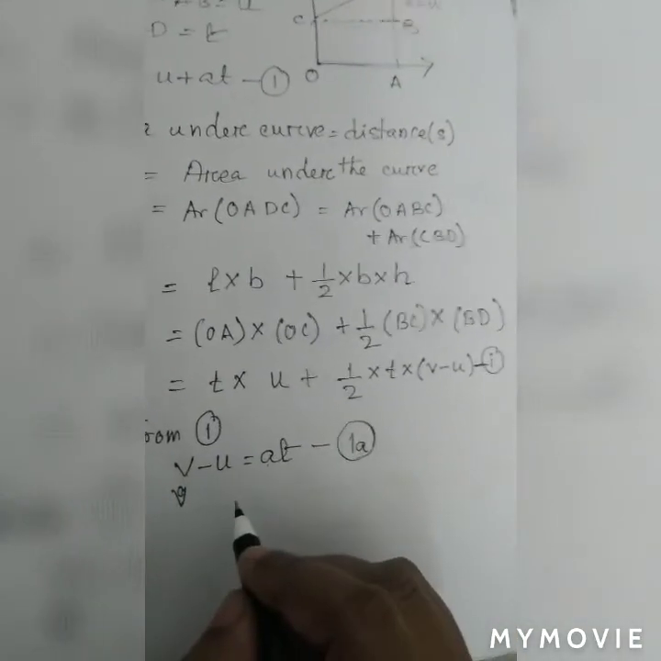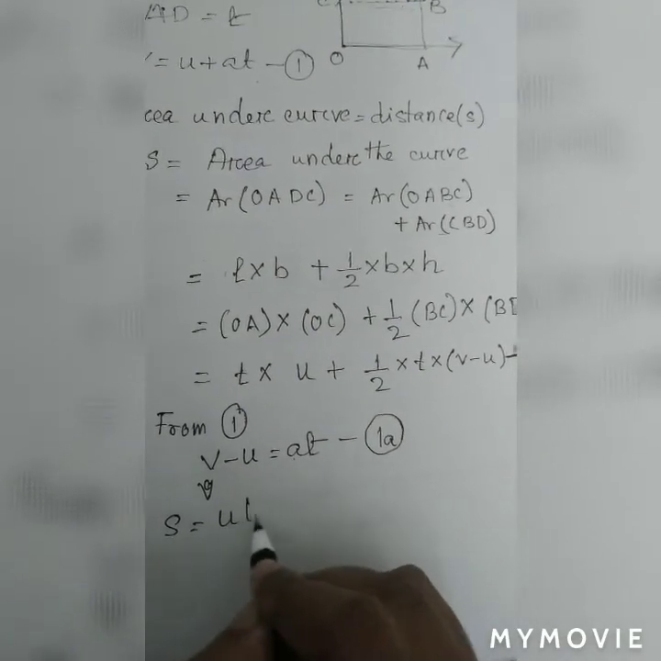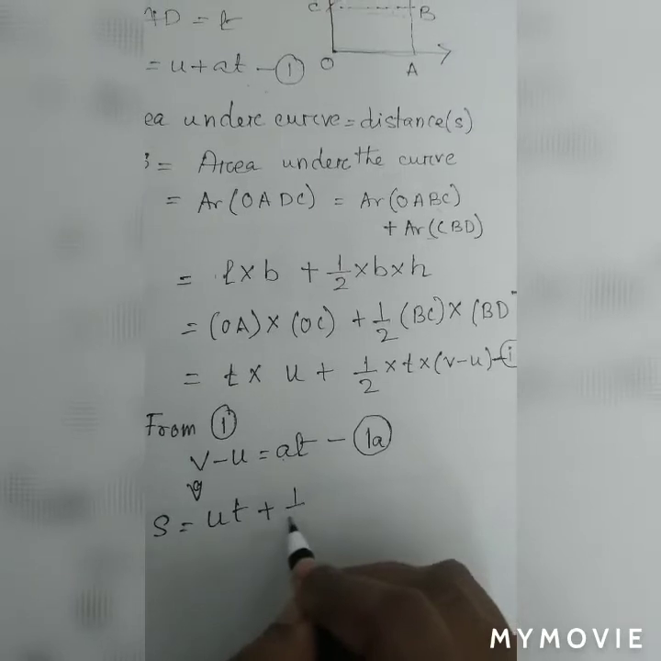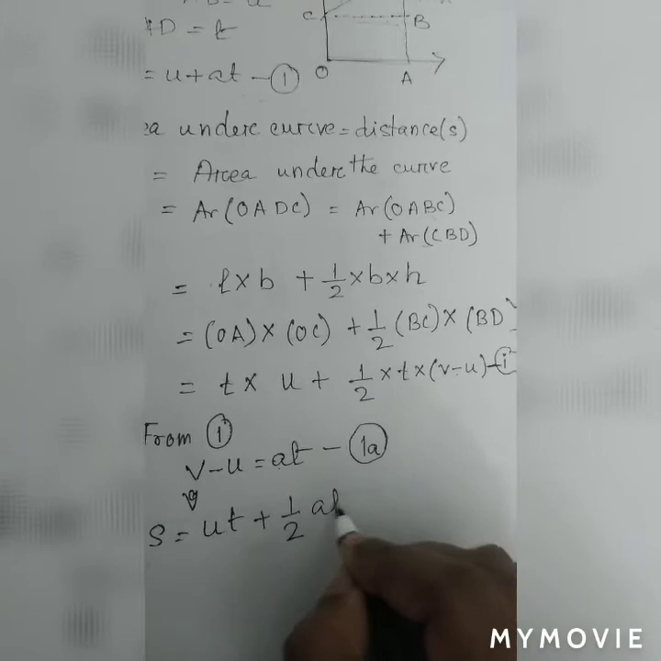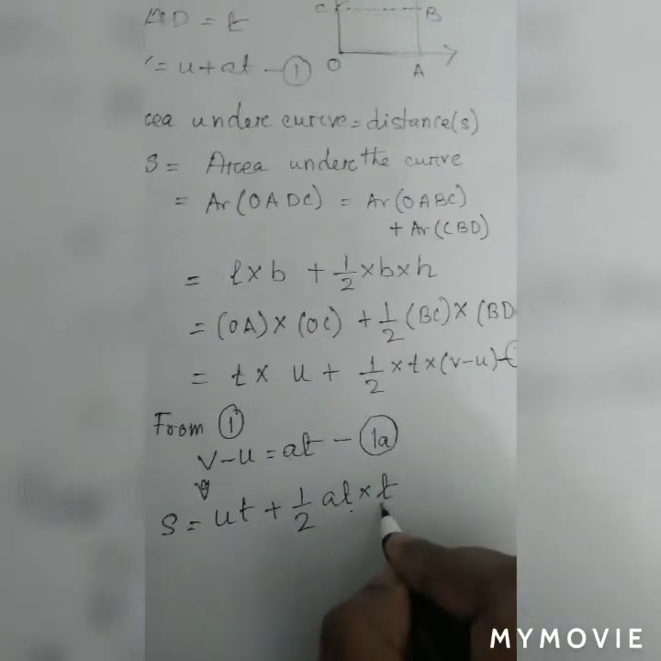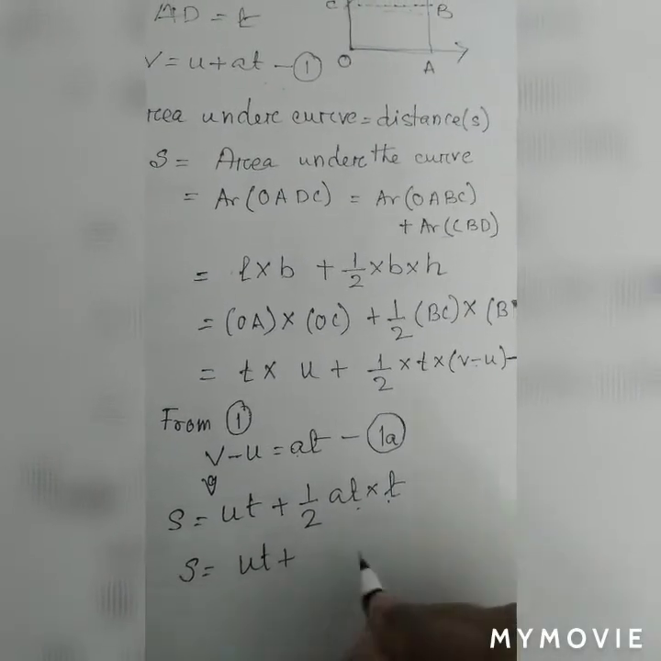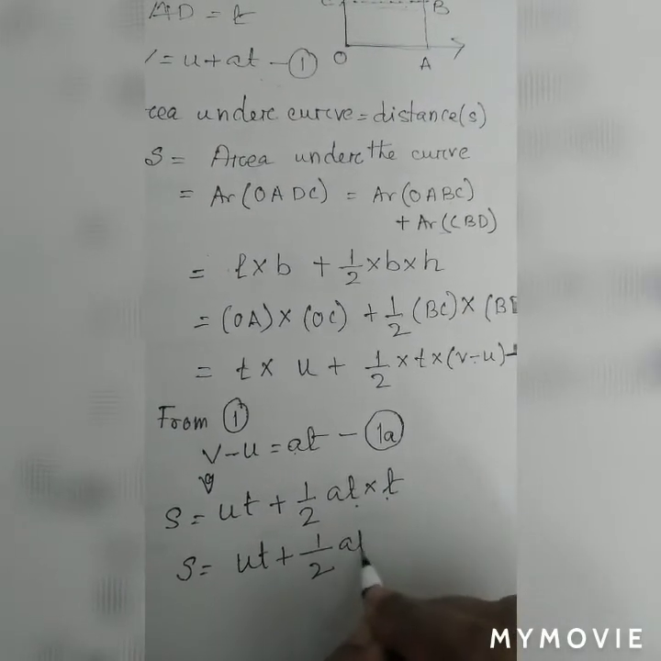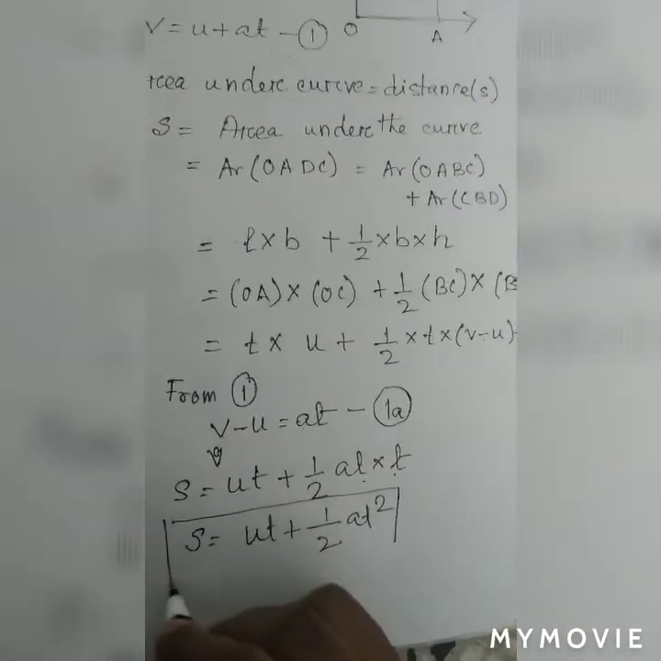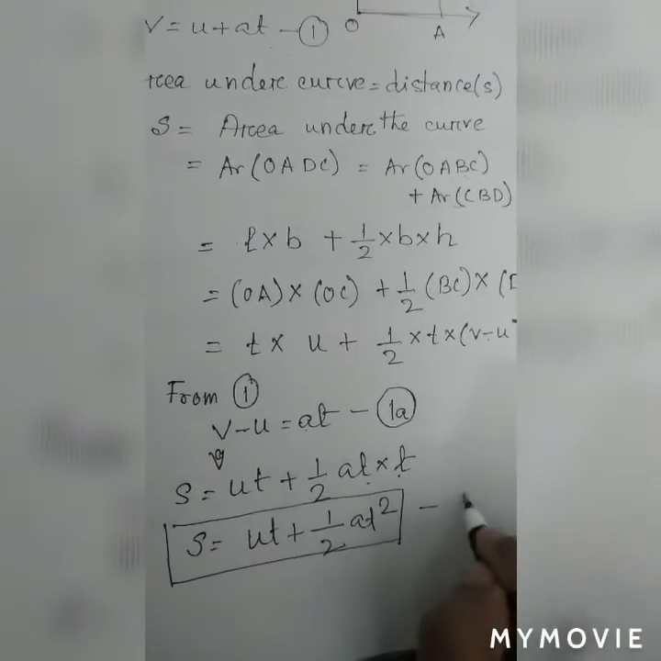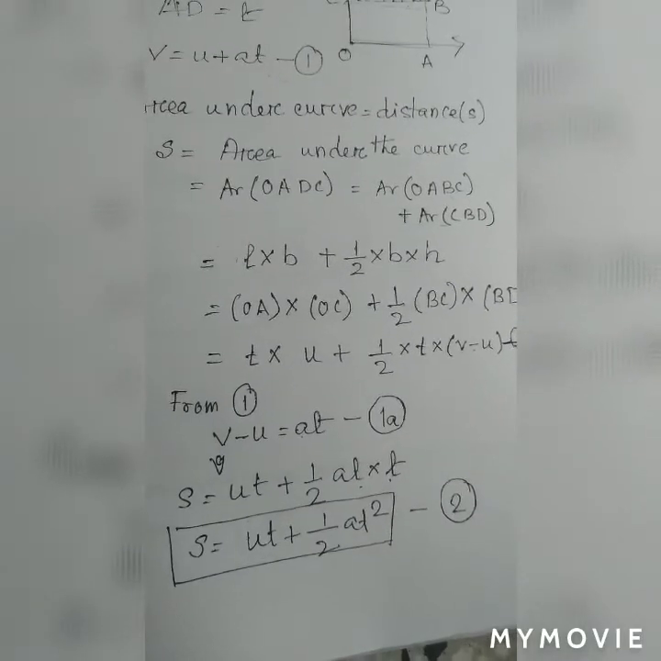So now I have S is equal to UT plus half into (V minus U), which is AT, into T. So T into T is T square. S is equal to UT plus half AT square. So you get this. We have come onto the second formula.